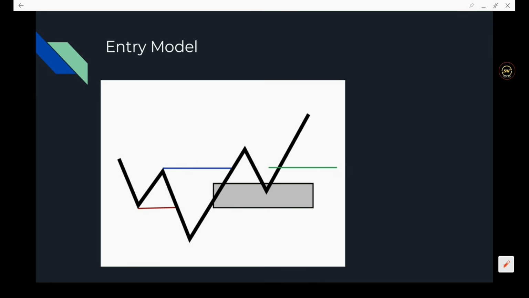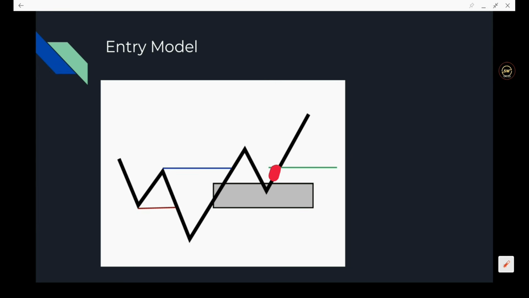The entry model. So price breaks a low, breaks a high, we just pull back into the order block. For the entry model, we do not really care about the premium and discount. We just want an order block, and when price rejects or engulfs away from the order block, that's when we enter. This will increase your win rate. Okay, this is a nugget for those who are still watching. This will increase your win rate by far.